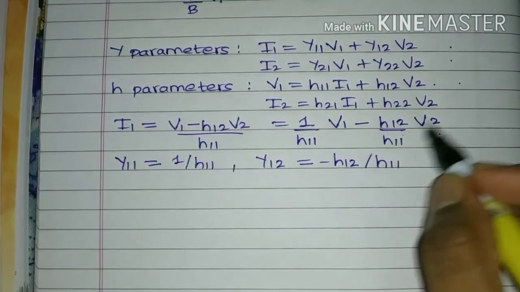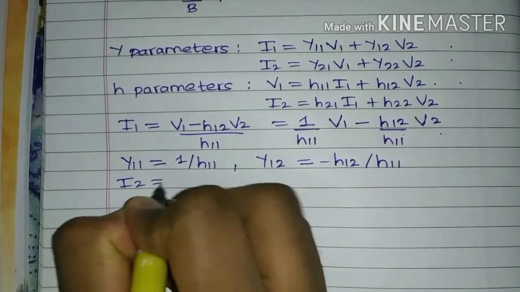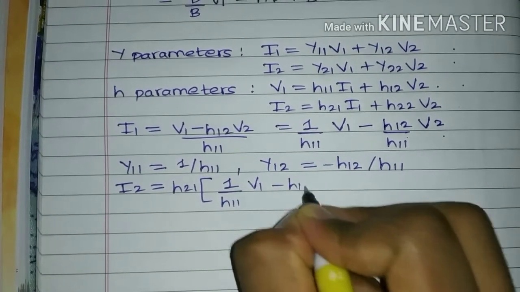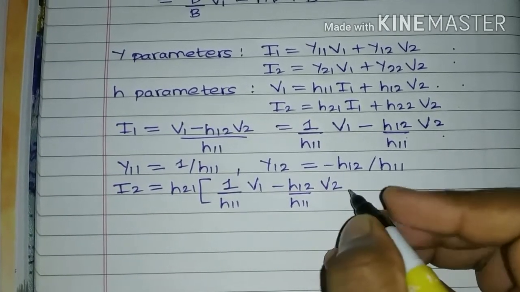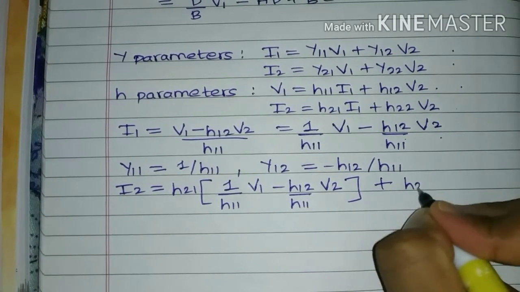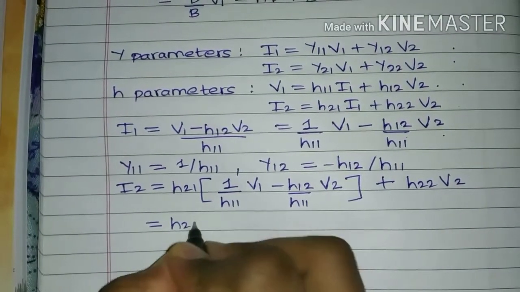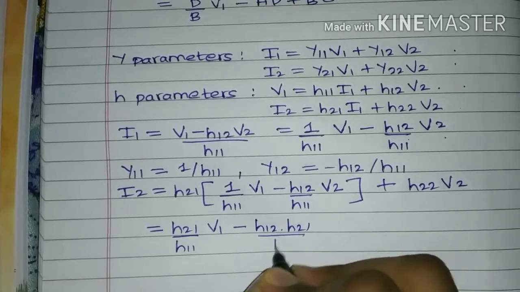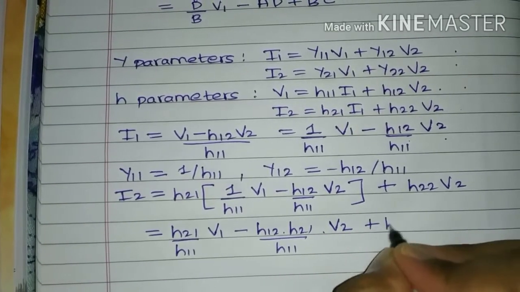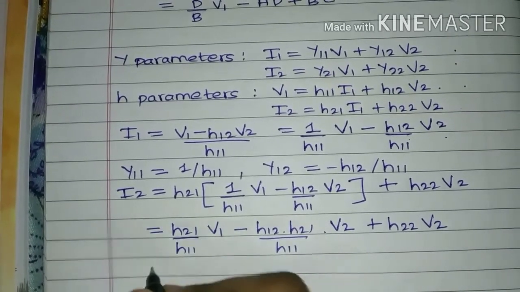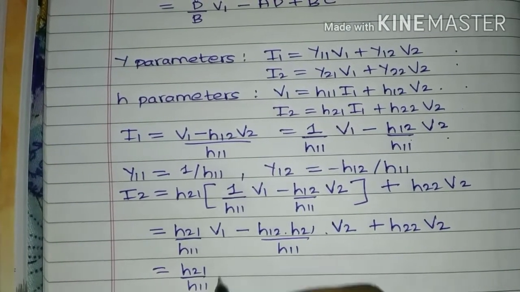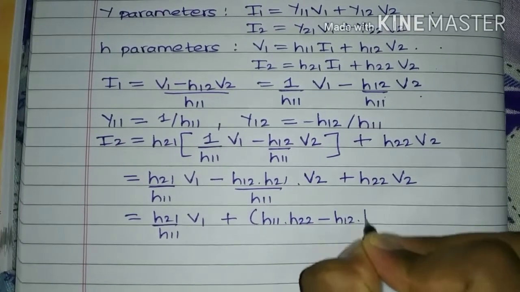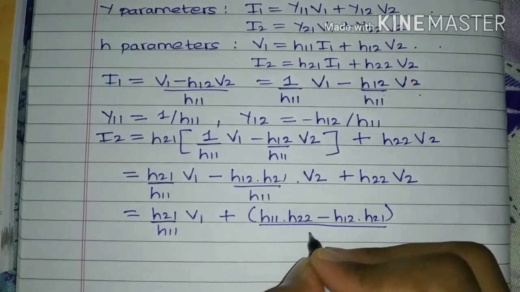Now let's put this equation of I1 in the equation of I2. So we can write I2 is equal to h21 into (1 upon h11 v1 minus h12 upon h11 v2) plus h22 v2, which is equal to h21 upon h11 v1 minus h12 into h21 divided by h11 v2 plus h22 v2, which is equal to h21 upon h11 v1 plus (h11 into h22 minus h12 into h21) divided by h11 into v2.